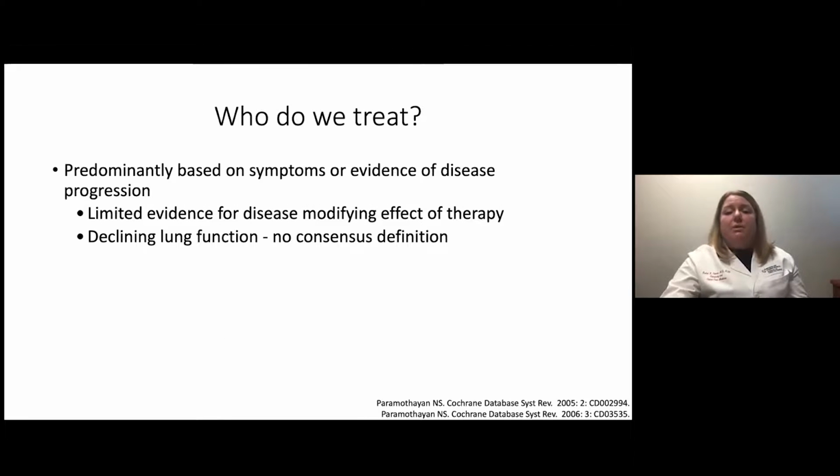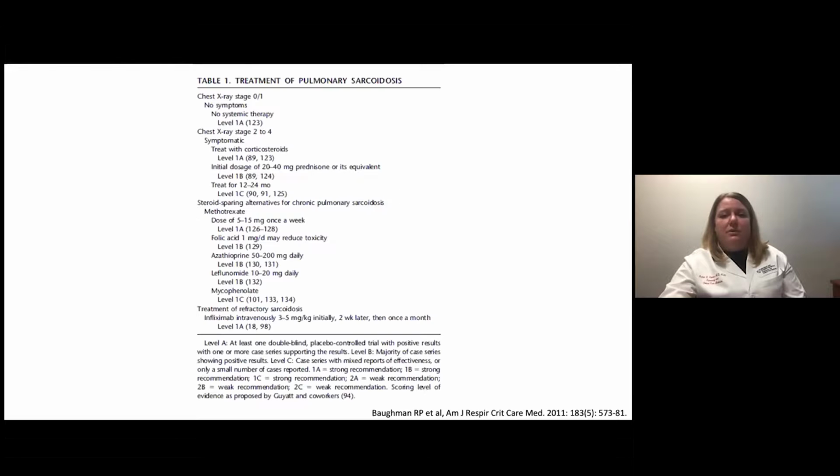So when we think about who we treat, it's predominantly based on symptoms or evidence of disease progression. We have limited evidence that treating people actually modifies their disease. And we worry about declining lung function, but there's no consensus definition. So most of us would treat for declining in either FEV1 or FVC, even the diffusion capacity, but there's no consensus definition for what declining lung function actually means.